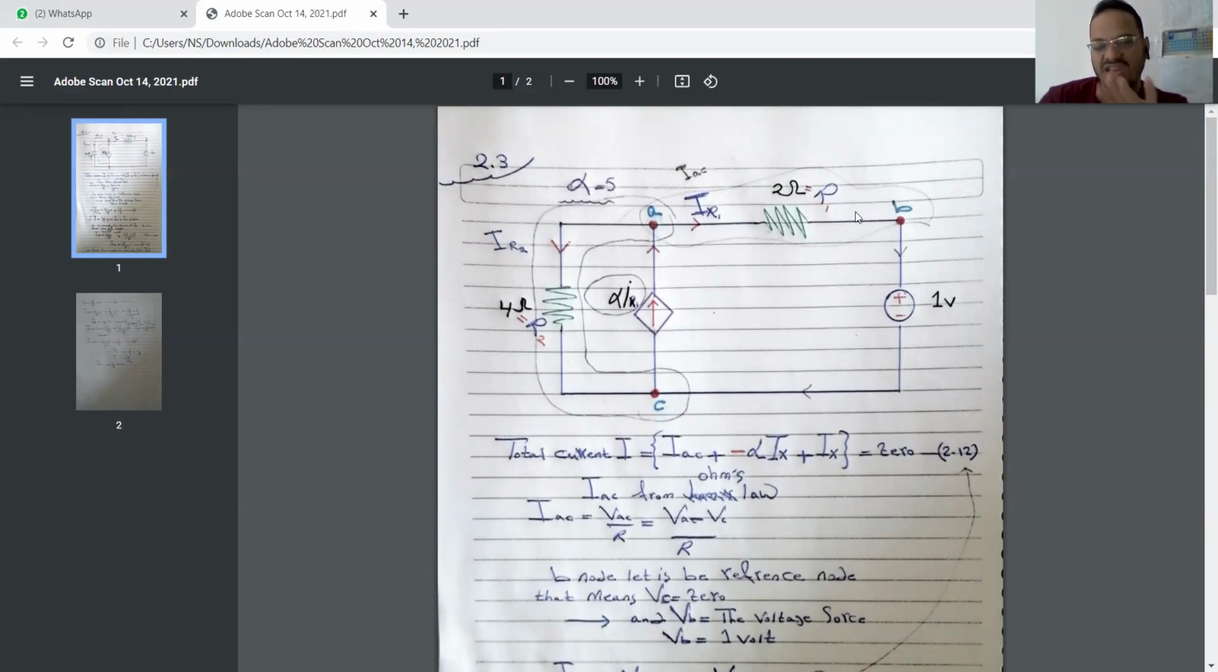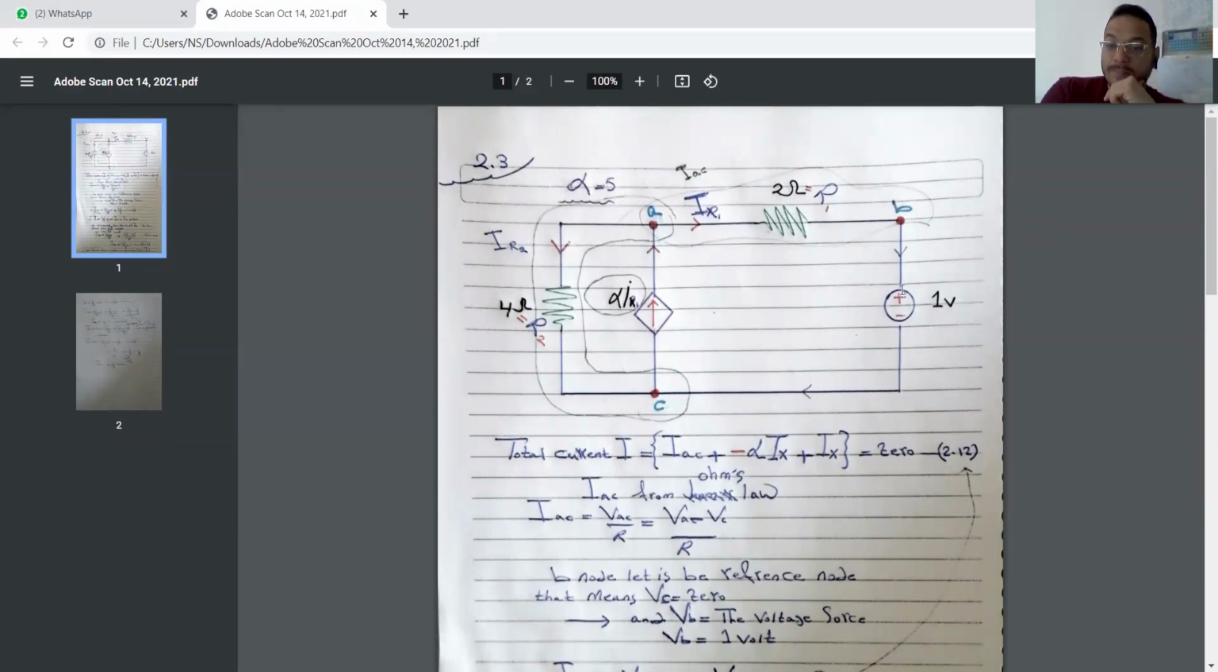Actually, I changed some elements or some names. For example, here at the source, I wrote I sub X, but because of the relation between this current and R1, I write it IR1, sub IR1. Let's go directly to solve this example.